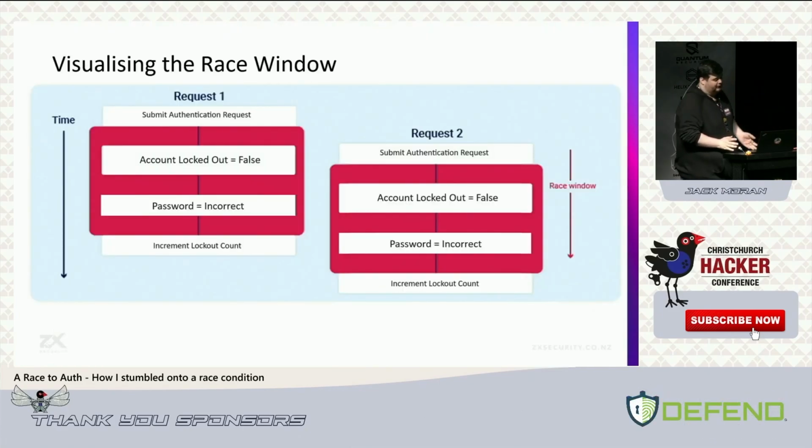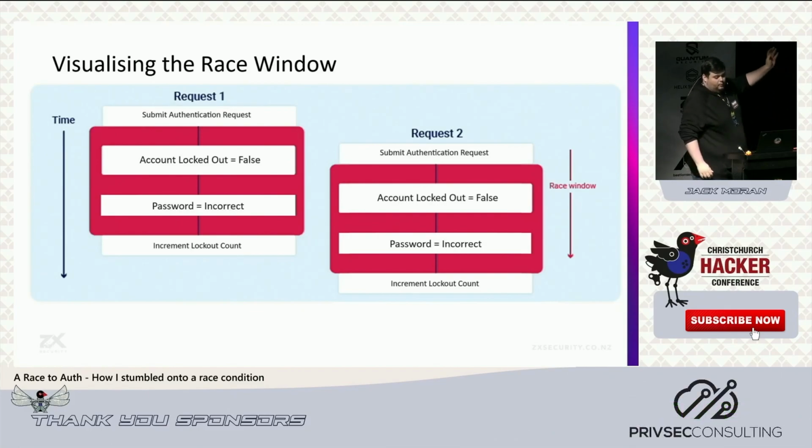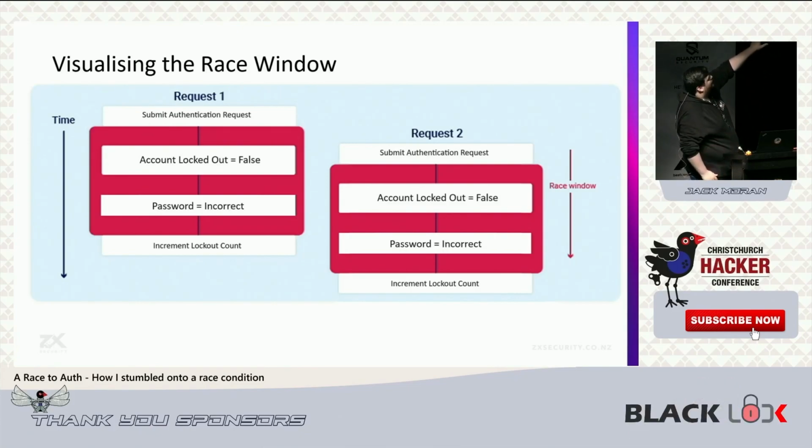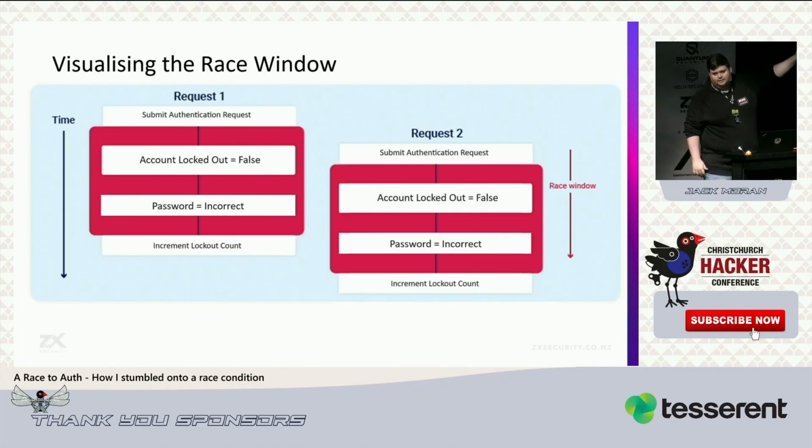Just as a visual aid for visual learners, I want to try and explain what we saw here. So we submitted an authentication request. Now, I've offset request 2 to kind of demonstrate what's going on here. And we've entered the race window, where it checks if the account lockout is false. And since both of these requests are happening at the same time, both of them will check that value, and it will be true. And then it will check if the password is incorrect and increment that value. Now, if this is happening hundreds of times, we're now racing that update.